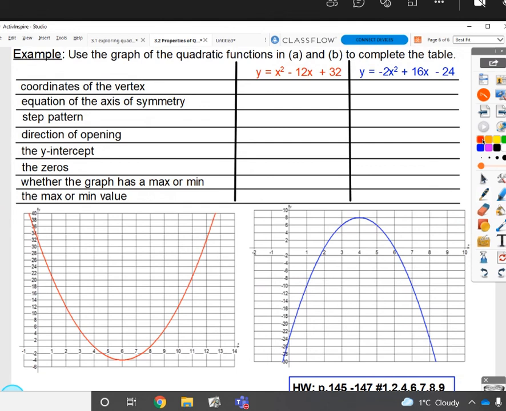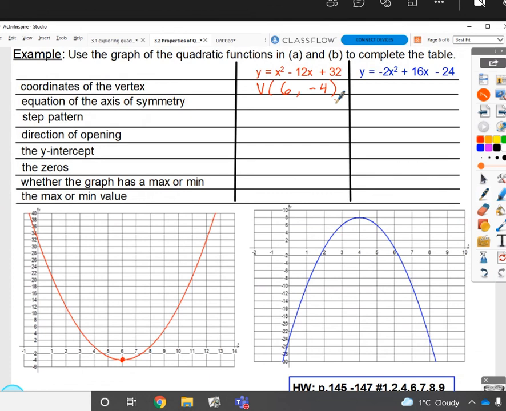Coordinates of the vertex. Where is it? About there. Anyone got it? What do you got? 6, negative 4. Yes, I'm going to put a V beside this. 6, comma, negative 4, just like that.